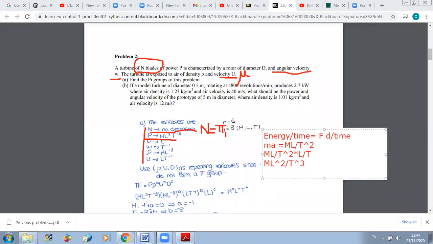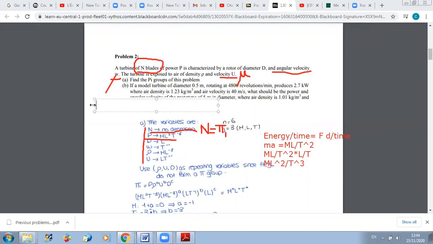Now for the diameter, it's very simple. It's L. For omega, remember that the angular velocity unit is what? For the angular velocity, the unit is radian per second, T minus 1. Radian is without dimension, so I have only 1 over t. And rho is the density. For the density, it's kilogram per meter cube, so it's ml minus 3. And of course, for velocity, it's meter per second, so it's lt minus 1.